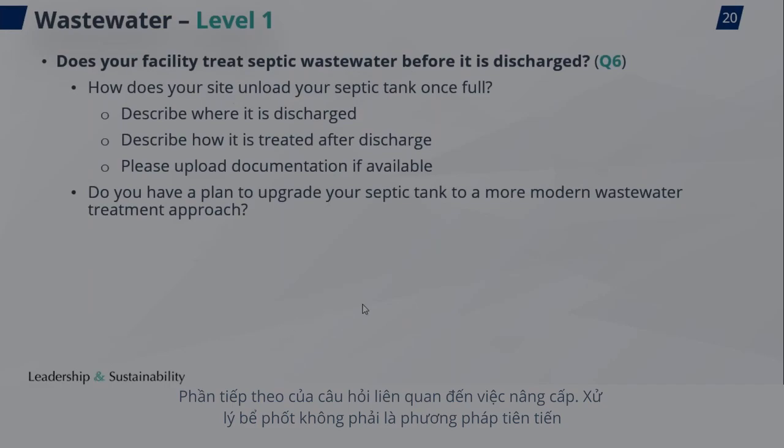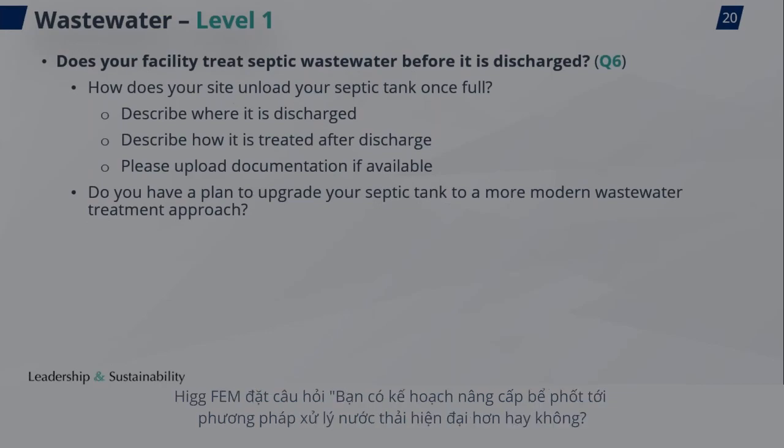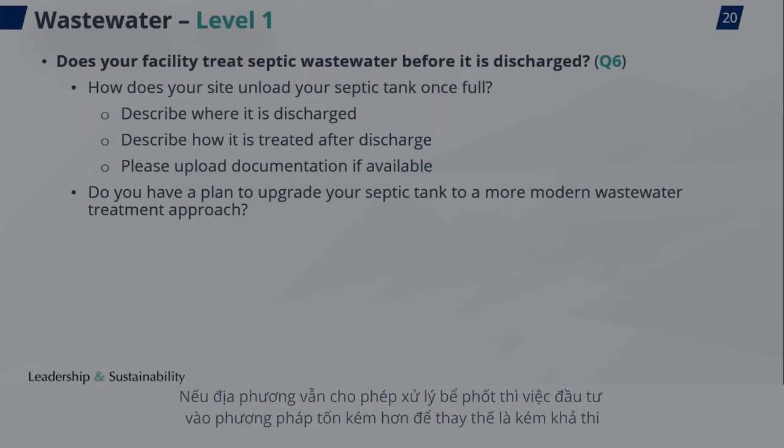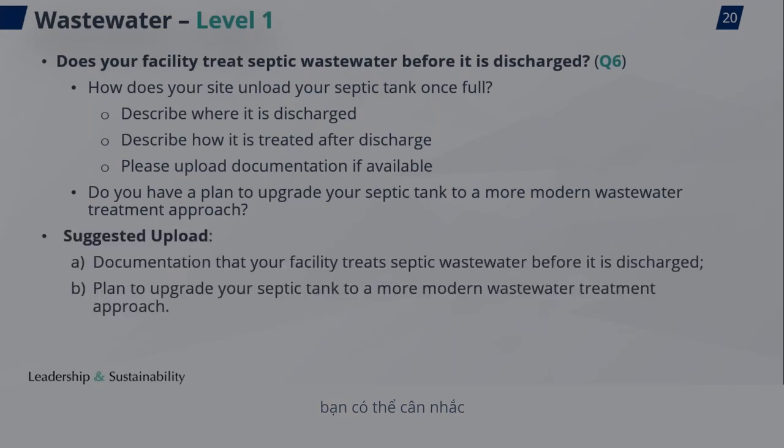Then here there is also a question related to an upgrade. So septic tank treatment is not seen as the most effective wastewater treatment. So the question from Higg FEM is, do you have a plan to upgrade to a more modern wastewater treatment approach? And this is a question, of course, that is very much linked to your local legislation. So if your local legislation and authorities agree that you can still keep your septic tank, then it may be very difficult for you to argue that you should install a more modern wastewater treatment approach that may be much more costly, but it may still be something that you can consider.